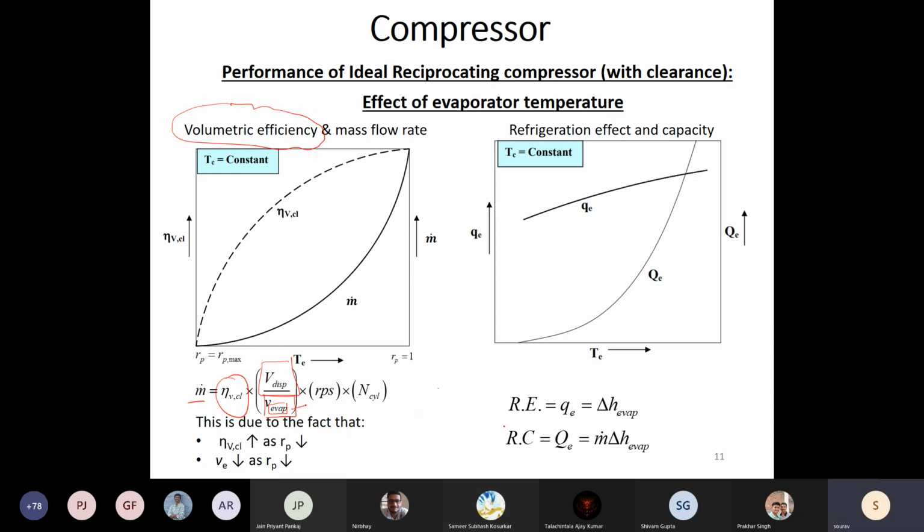So this also has to be checked. This also has to be checked. These things are easy to understand. Number of cylinders, if you increase, you will get more mass flow rate. If you increase the RPS of the compressor, you will get higher flow rate. So what we are now looking at is just the effect of operating condition.